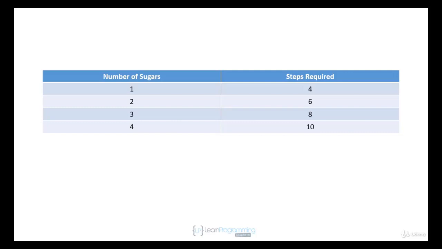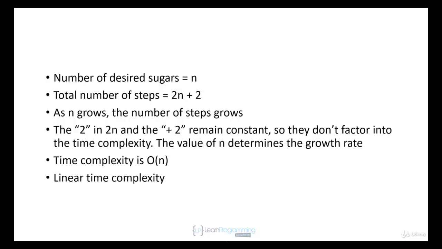Now the big O notation is a way of expressing the complexity related to the number of items that an algorithm has to deal with. And it's written as a capital O followed by an expression in parentheses. So let's work out the big O value for our sugar algorithm. It's conventional to designate the number of items by n. So in our case, the number of desired sugars will equal n.